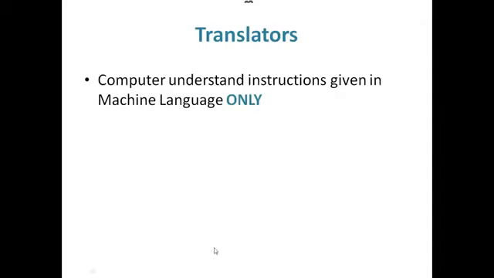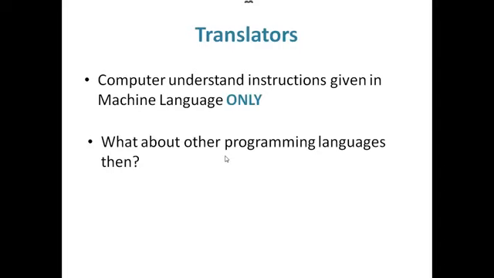So in this video, we will see the translators. So what is a translator? You know that the computer understands the instructions which are given in the machine language only. But you also know that we use other programming languages for developing software, such as assembly language and the high-level language. Then we need the translators so that the computer can understand the other programming languages.